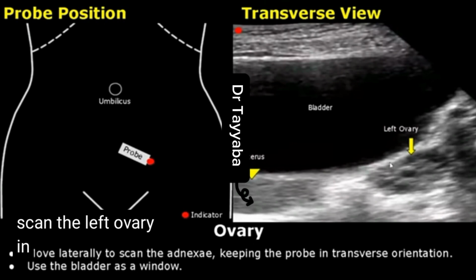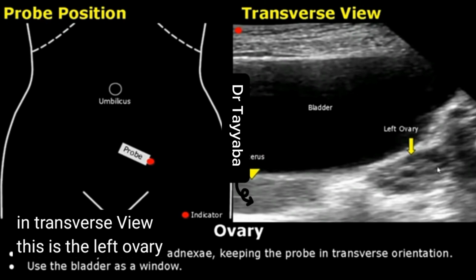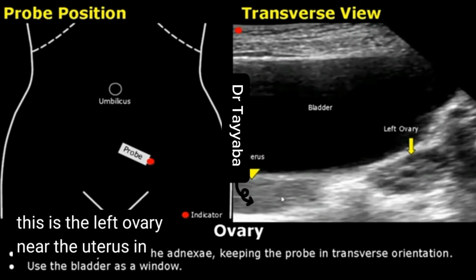now you can move to the left side to scan the left ovary in transverse view. This is the left ovary near the uterus in transverse plane.